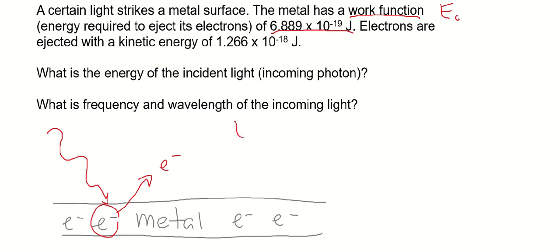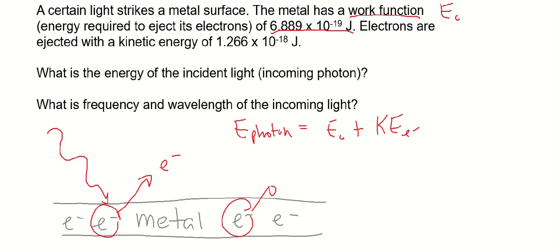The energy of the light, or the photon here, the incoming light, is going to equal, part of that's going to go into the threshold energy, the energy required to dislodge one of these electrons, and then any extra is going to go into the kinetic energy of that electron.